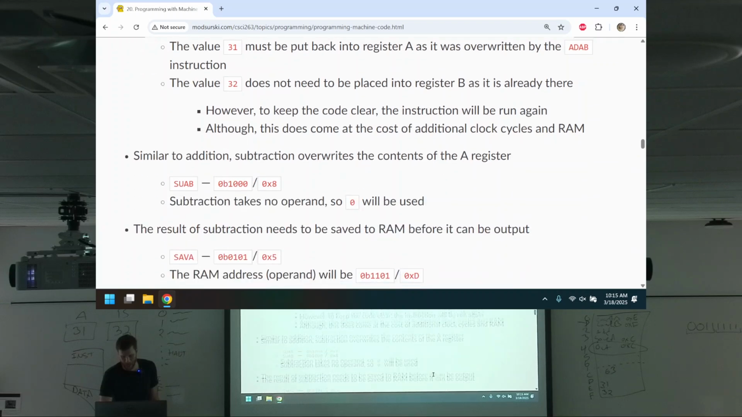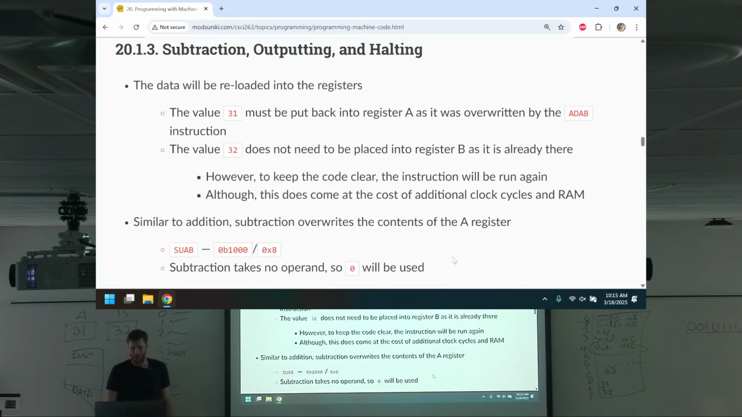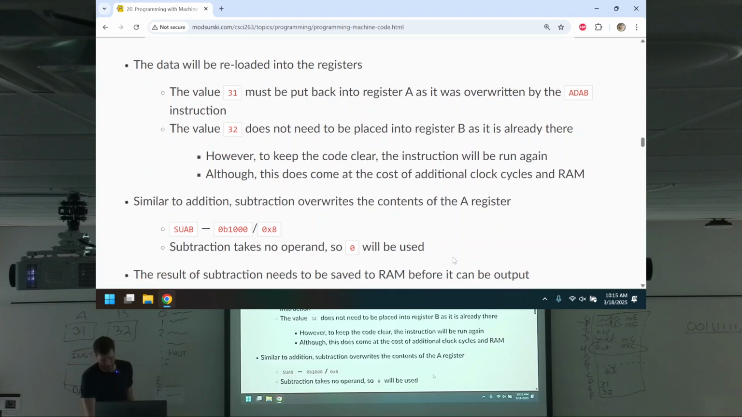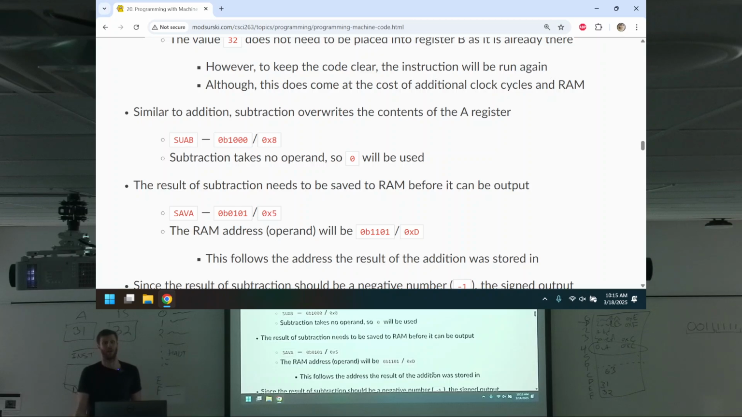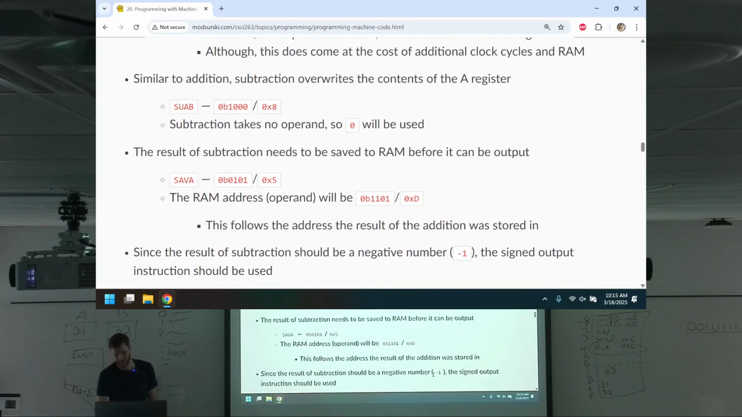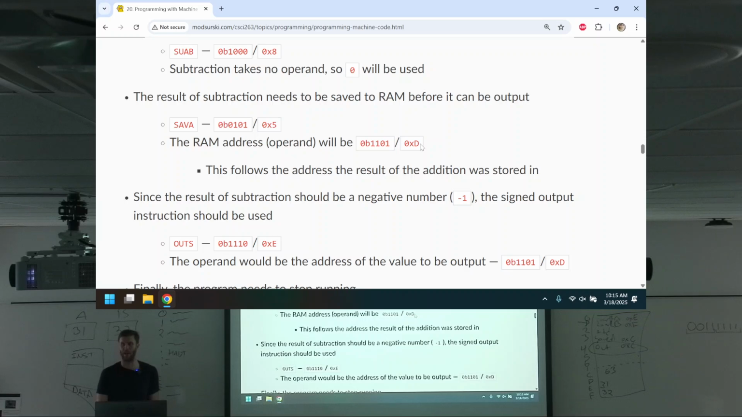Now how do we do subtraction? Well, okay. We have to put 31 back into A, so we have to do load A again. 32 back into B, it's already there, so I don't really care, but let's do it anyways. But now we don't want to do addition, we want to do subtraction, so do subtract AB, SUAB, no operand, but again, we'll use a 0 because it's just cleaner that way. Save the result. This time I'm going to save to memory address D.